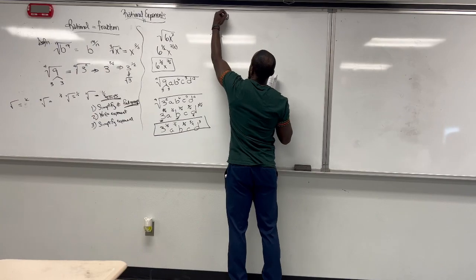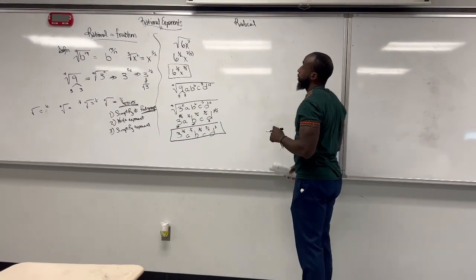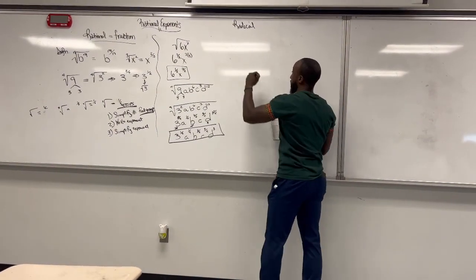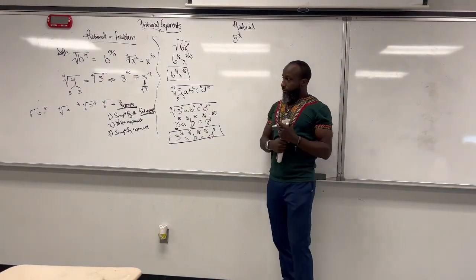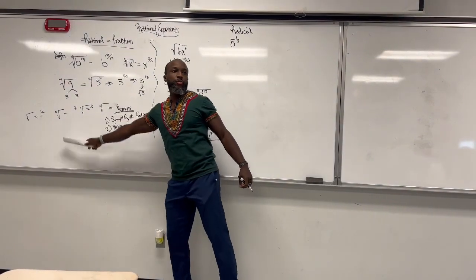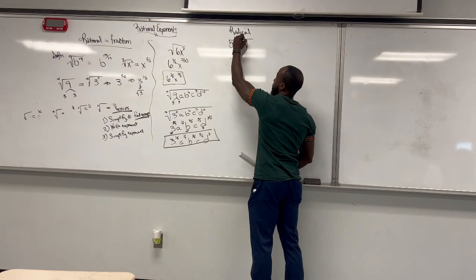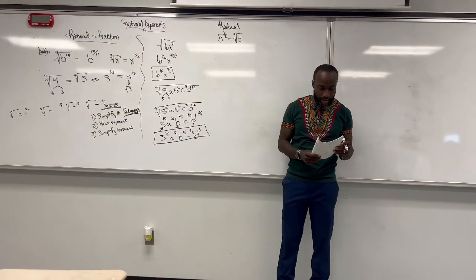In radical form, we're going to go from here back to there. So we got 5 to the 1/3 power. 1/3 is the same as cube root. So we would just say the cube root of 5. Right? That was really nice.